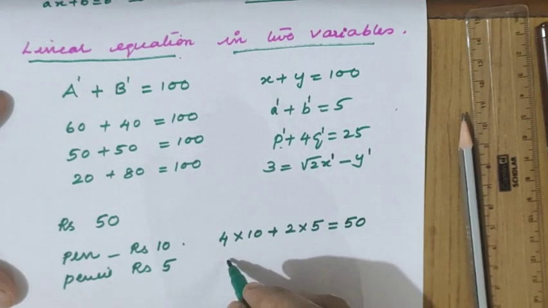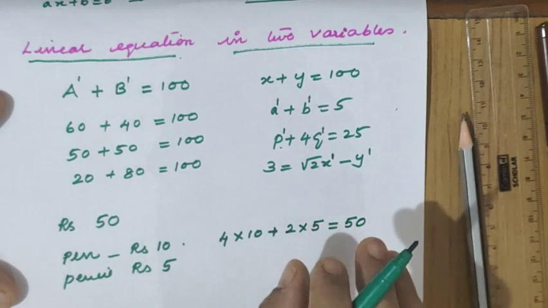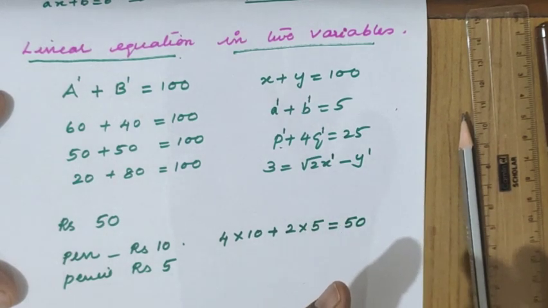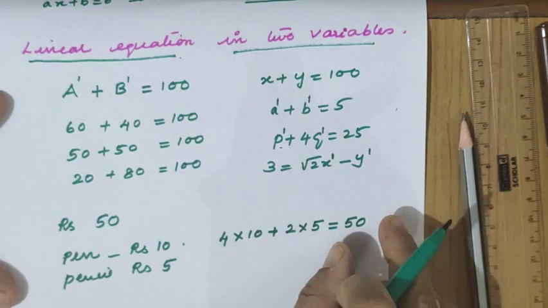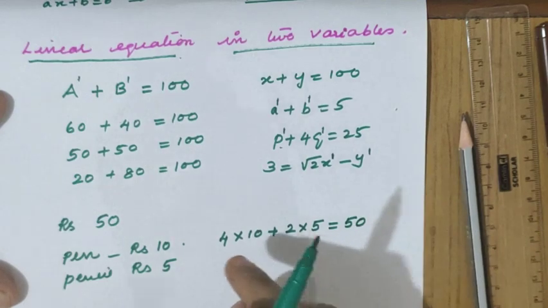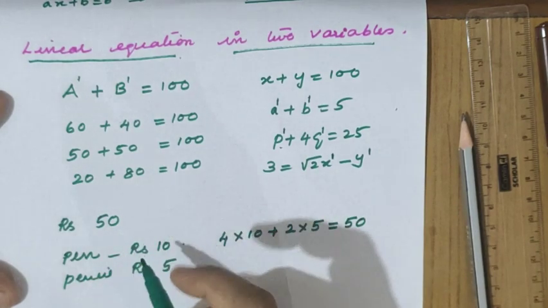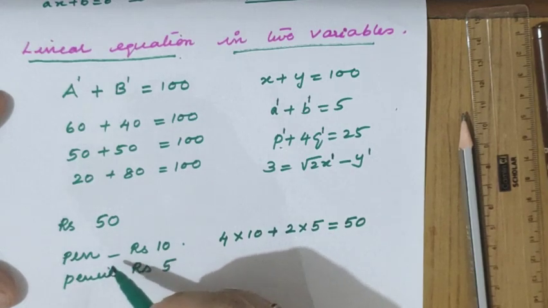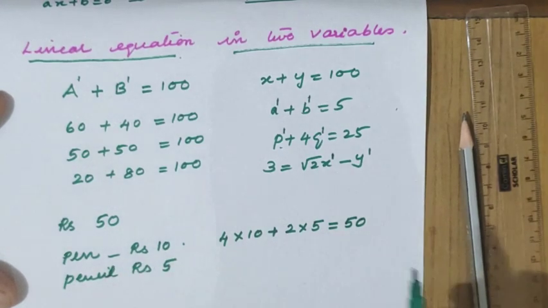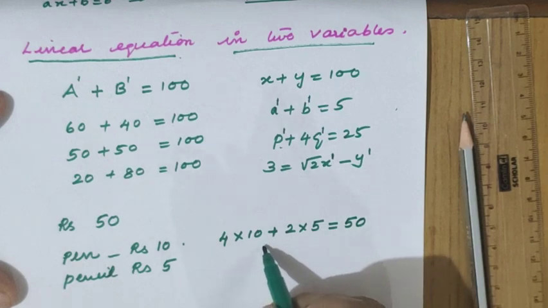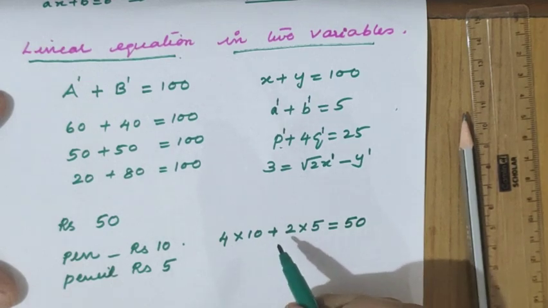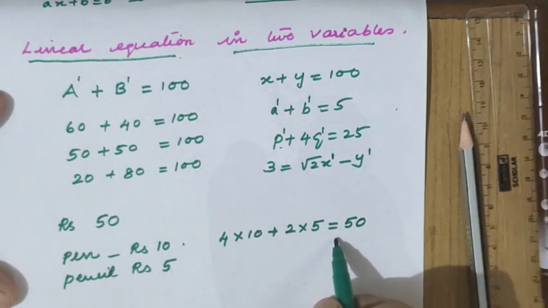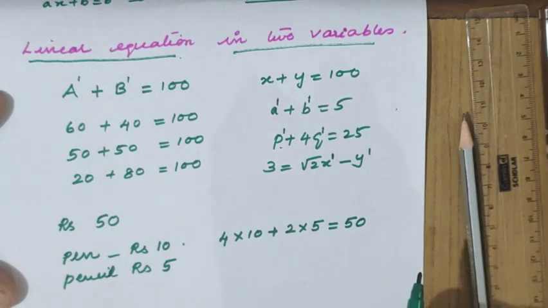Got it? So I would like to keep a constant of rupees 50. That I cannot change because I have only rupees 50, but I have to buy pens as well as pencils. So pencil is rupees 5, pen is rupees 10. I have purchased 4 pens, means 4 into 10, 40 rupees over. Next 2 into 5, 2 pencils are there, so 50 rupees total over.